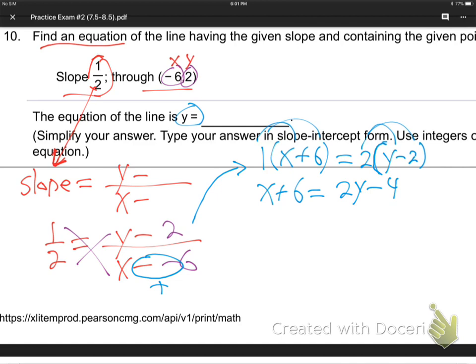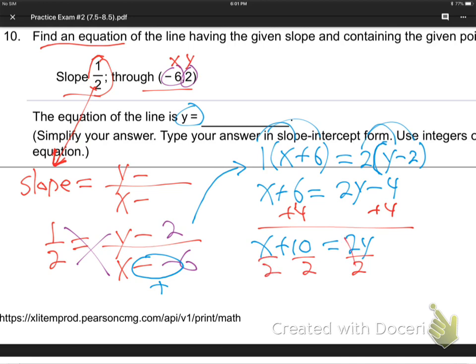It says get y alone. So how do I get y alone? I've got to add this 4 over to the other side. So 2y is x plus 10. Last step, divide by 2. When we divide all three of them, right? So we've got y alone. It's x over 2 plus 5. 10 divided by 2 is 5. So there we go. We got y alone.